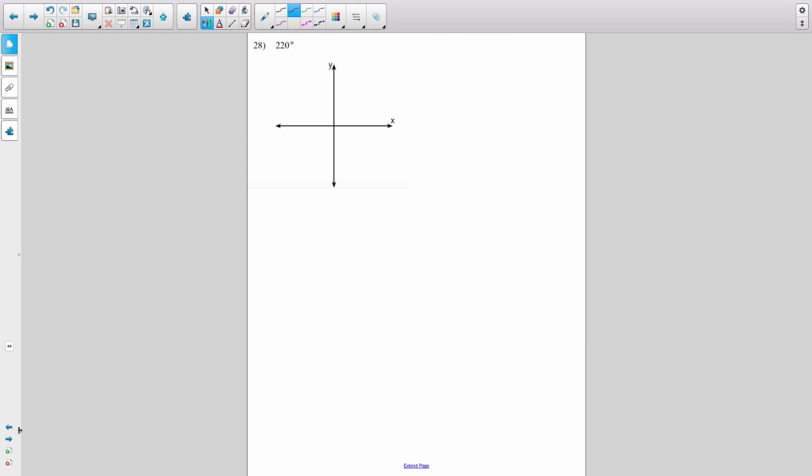Okay, question number 28. Drawing angles in standard position. So that means you have your initial side. Standard position means you start at the x-axis on the right. And if you're a positive 220, you open upward in the positive direction. So you've got 90 over here, 180, 270, 0, 360, and so on and so on.